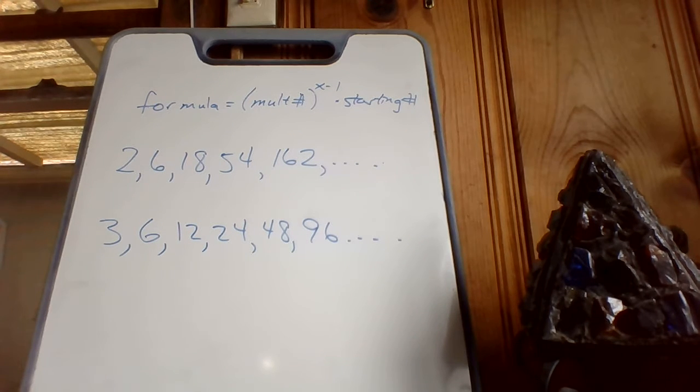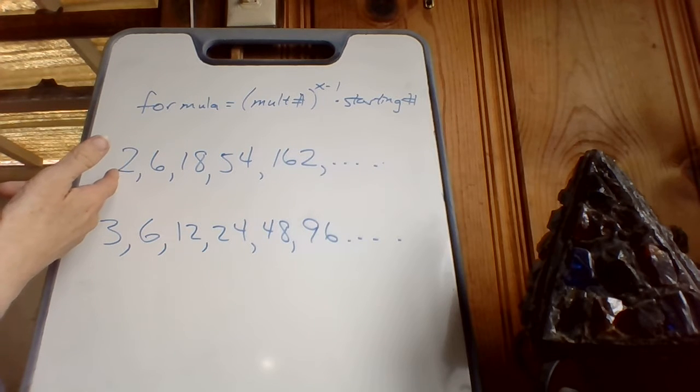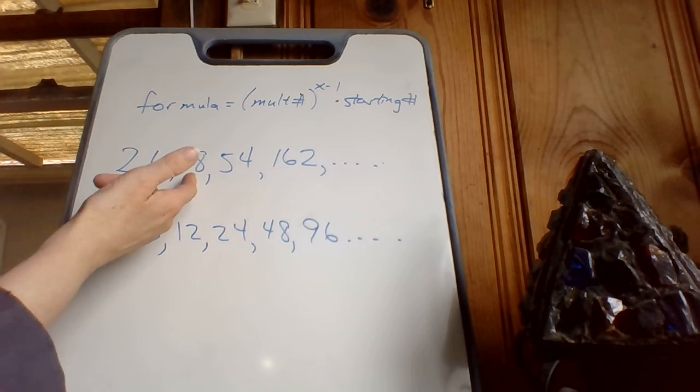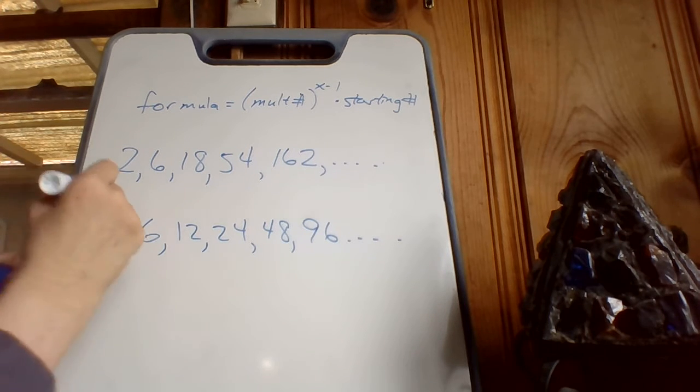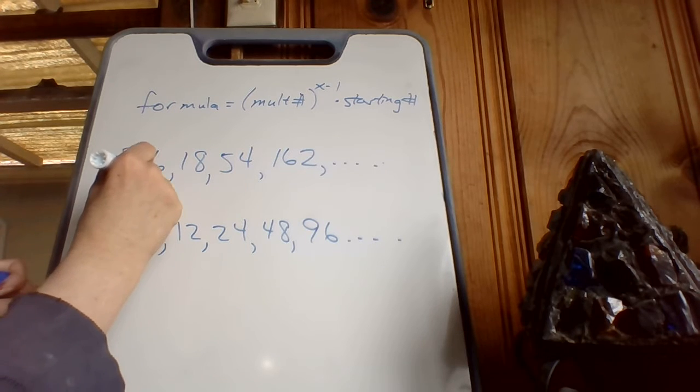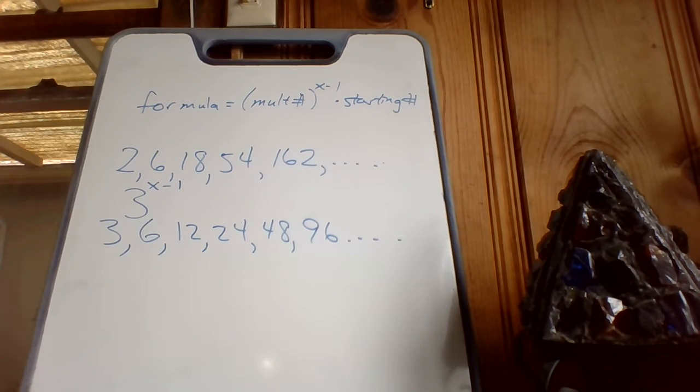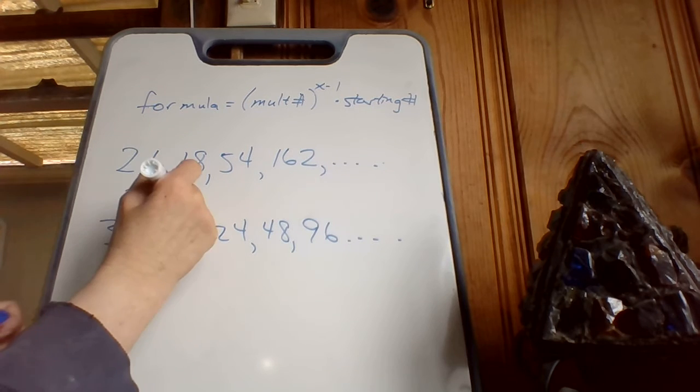Okay, multiplying number. Well, what am I multiplying by? 2 times 3 is 6. 6 times 3 is 18. 18 times 3 is 54. Yeah, okay, it's got to be 3. 3 to the x minus 1. Again, I'm using x, even though the book kind of interchangeably uses i and n, because I'm going to want that later. Times my starting number. Oh, my starting number was 2.